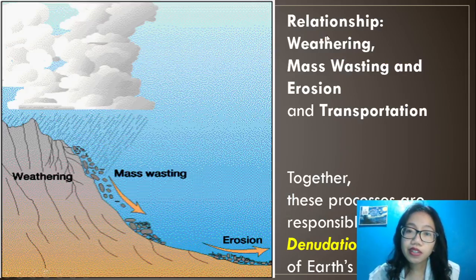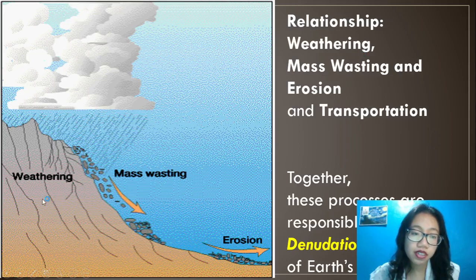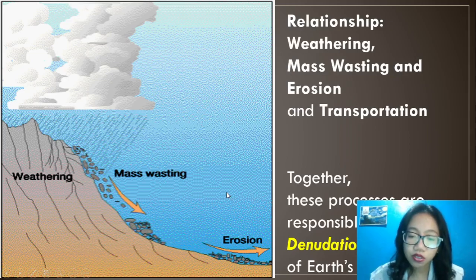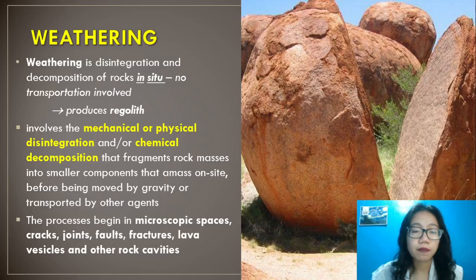Okay, so we'll go back to the parts of exogenous process. Again, we have your weathering, mass wasting, and then your erosion. What I would like to highlight, again, is that mass wasting is the large scale movement of your weathered materials, while erosion is the small scale movement. Okay, so together these processes are responsible for denudation of the Earth's surface.